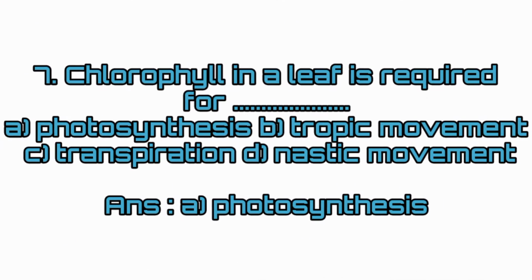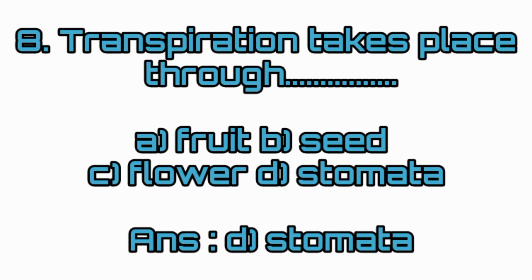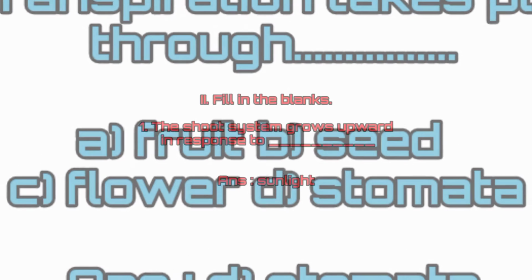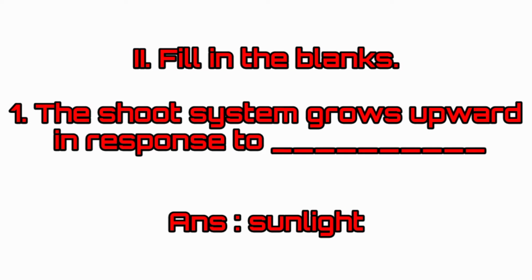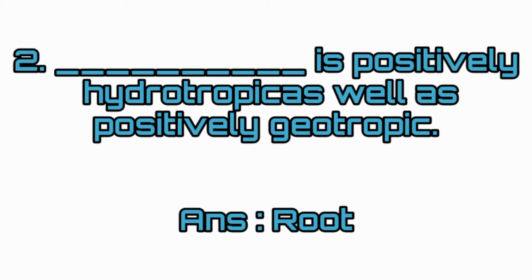Chlorophyll in a leaf is required for option A, photosynthesis. Transpiration takes place through answer option D, stomata. Fill in the blanks. The shoot system grows upward in response to dash. Answer: sunlight. Dash is positively hydrotropic as well as positively geotropic. Answer: root.